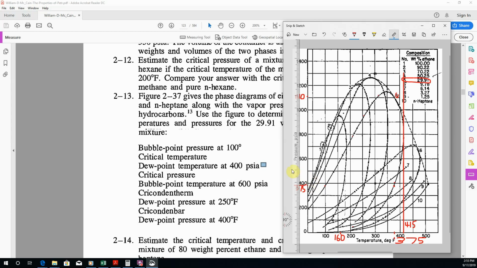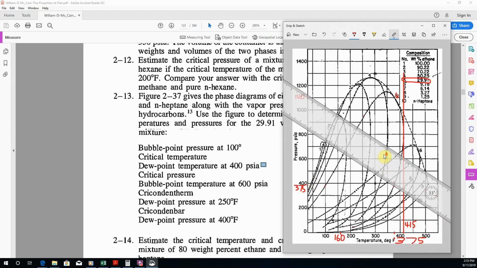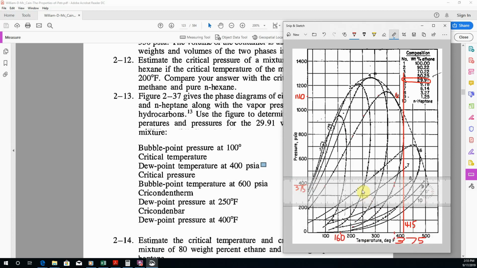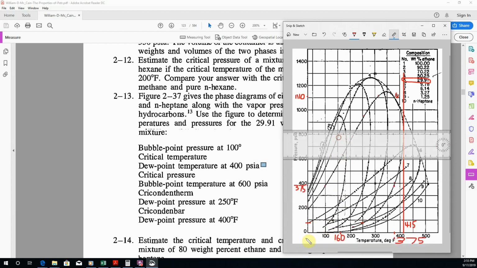Dew point pressure at 250. So here's the 250 line. Let's get this around. Here's the 250 line. I'm looking at dew point pressure, which is on this side. There's the curve coming around. It looks to be hitting right about there. So that's here. That looks to me to be about, I don't know, 80 psi.